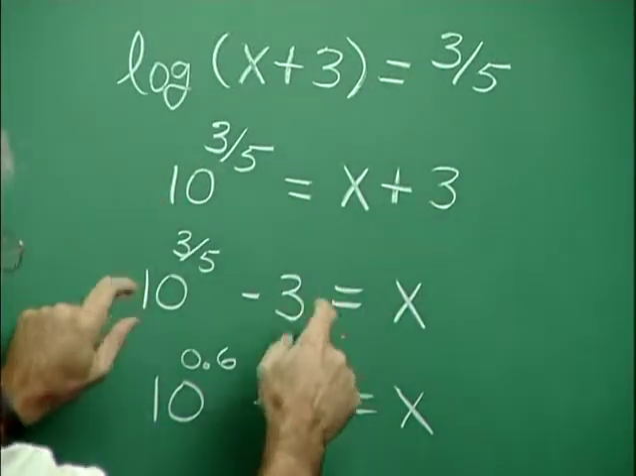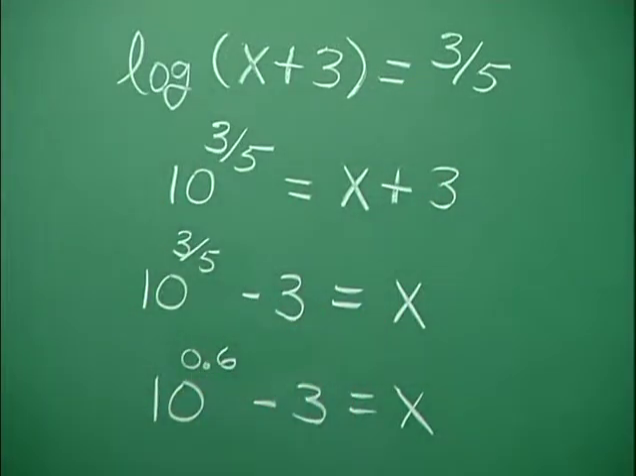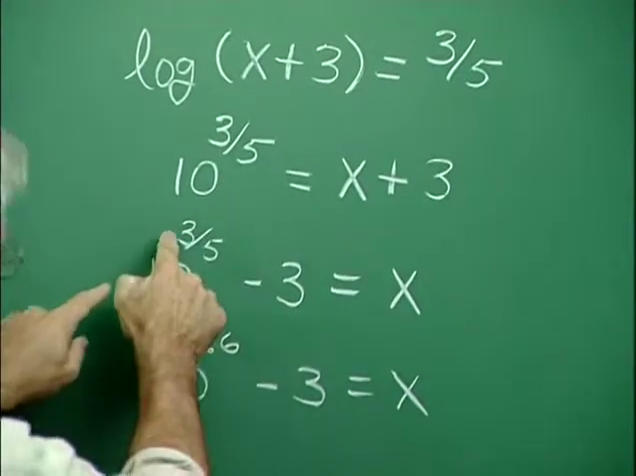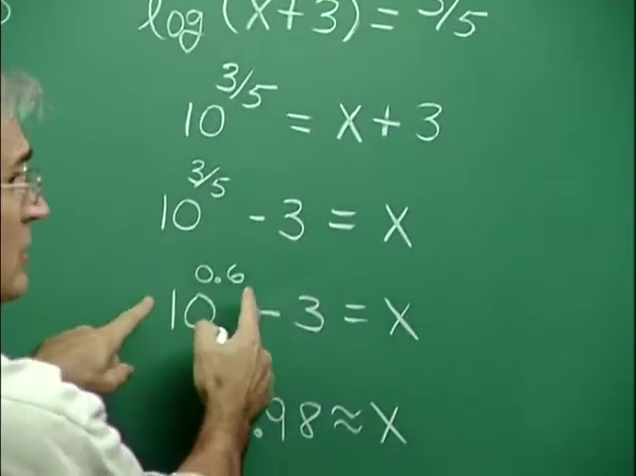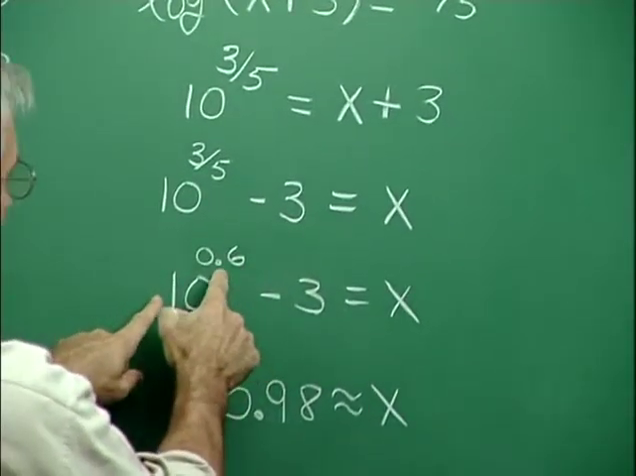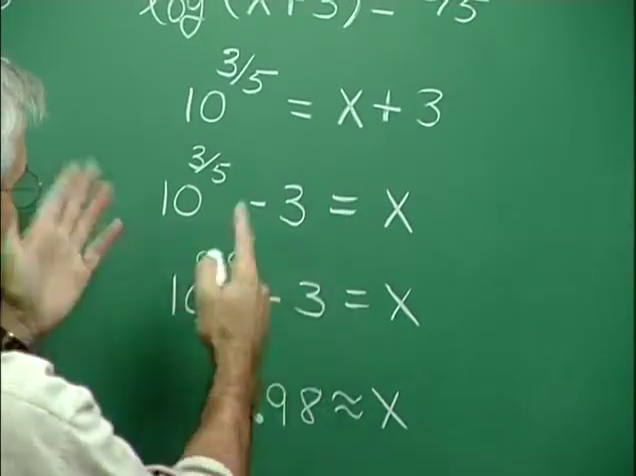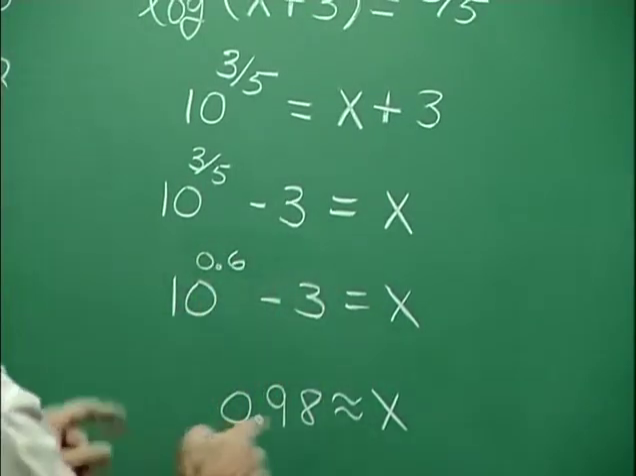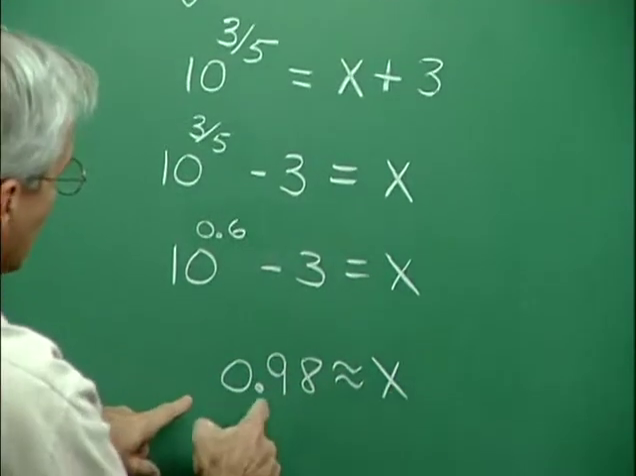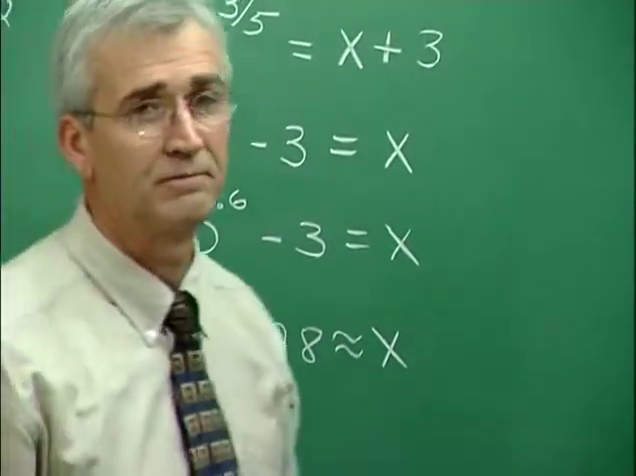To isolate x, we subtract 3 on both sides, and now we simply jump into the calculator to make the calculation for the approximation of x. Since this is 3/5, we might find it easier in using the calculator to express this as 6/10, but whichever is fine. The approximate value of x turns out to be 98/100ths.